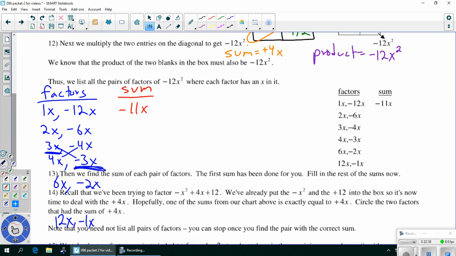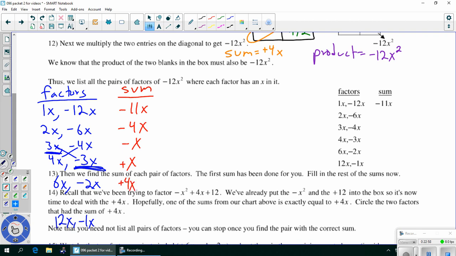How about 2x plus negative 6x? That's negative 4x. Oh, that's so close. We wanted positive 4x up there in orange. Close but no cigar. 3x plus negative 4x, that's negative 1x. 4x plus negative 3x, that's positive 1x. 6x plus negative 2x, that's positive 4x. That's our winner right there.